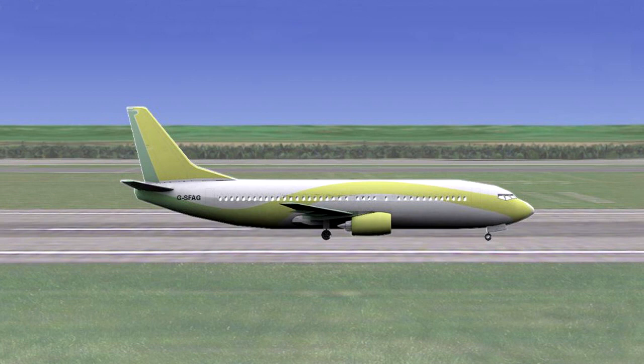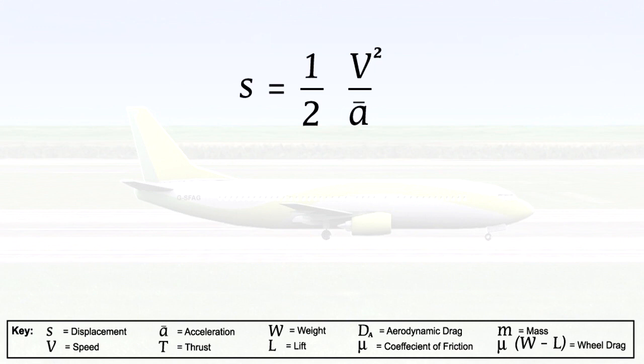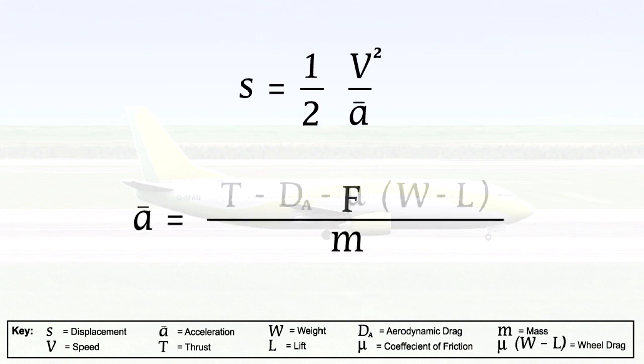Next, we'll examine what determines the takeoff distance, and also what roles the four forces play in determining the takeoff distance. In order to do this, let's briefly examine the formula that is used to calculate the takeoff distance. The letter S is the displacement or distance required from rest to reach a specified speed, which is v, with the given acceleration a. Acceleration is force divided by mass. The force is thrust minus aerodynamic drag and minus the wheel drag.